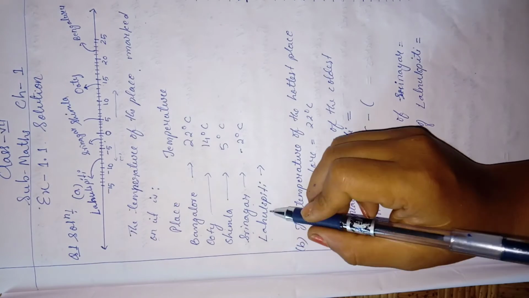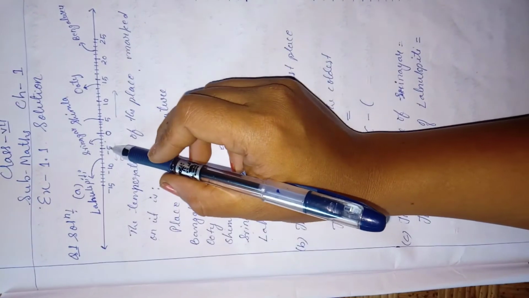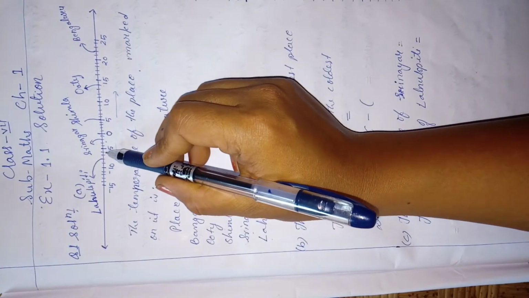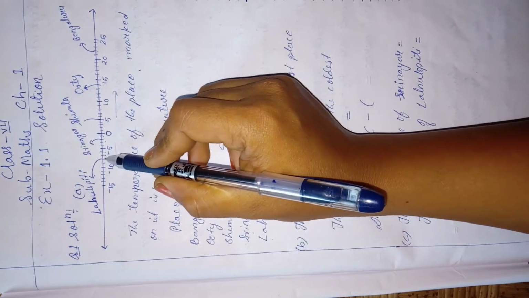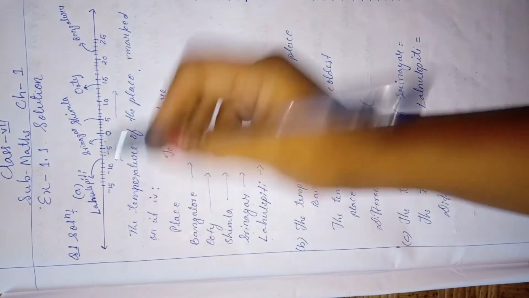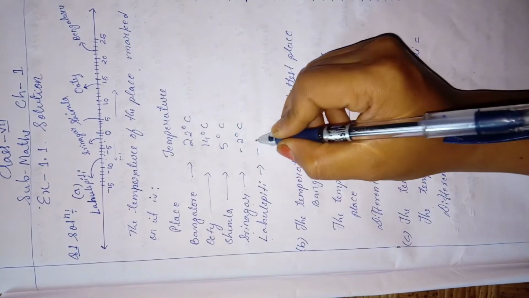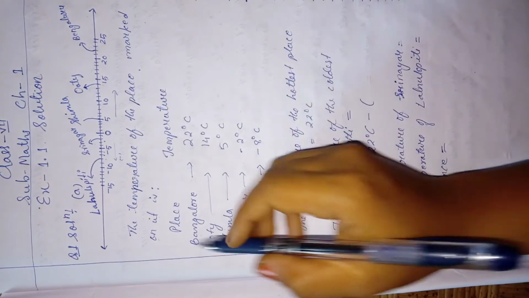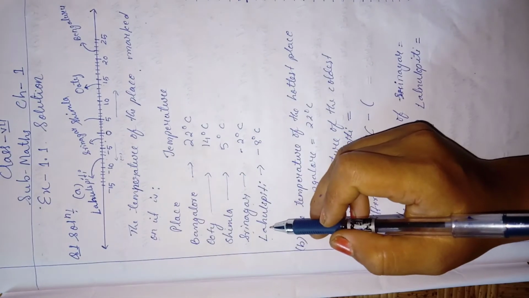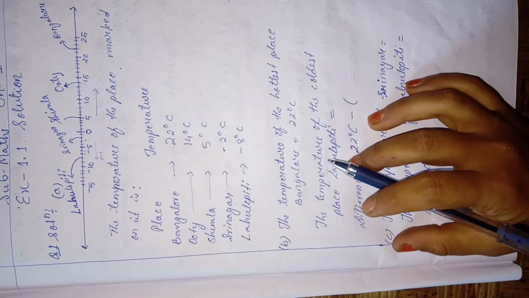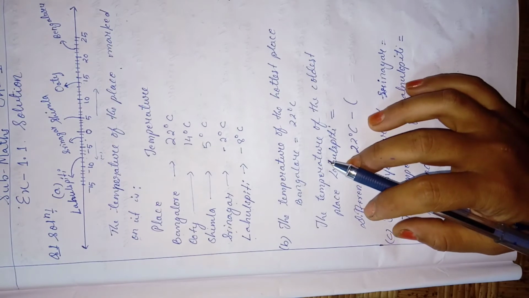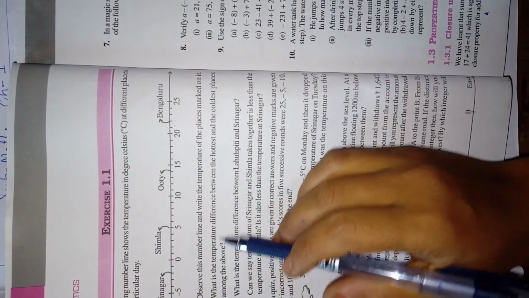Now next Lahore Spiti. So you can see here -5, then after -5, -6, here -7, then here -8. So the temperature of Lahore Spiti is -8 degree Celsius. So these are the answers for question number A. Now for B, what was the question for B? What is the temperature difference?